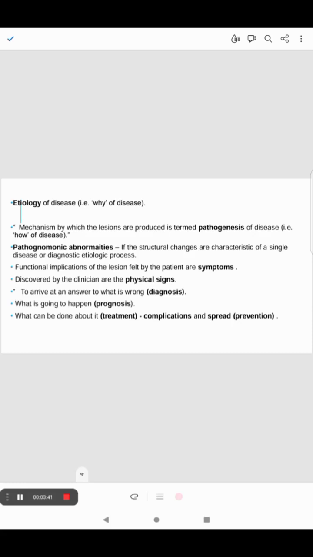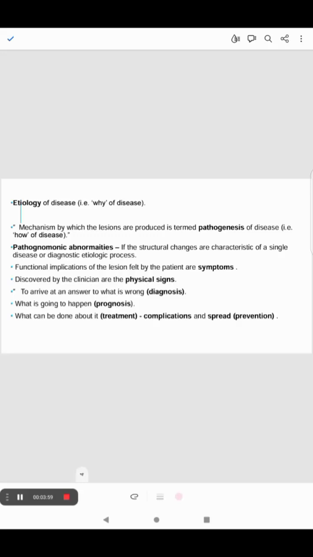There are a few other terminologies which you should be aware of in pathology. One is etiology, which you will come across in all the diseases. What is etiology? Etiology means the cause. What is causing the disease, what is responsible for the disease, that is what we call etiology. Without etiology, disease won't be caused.